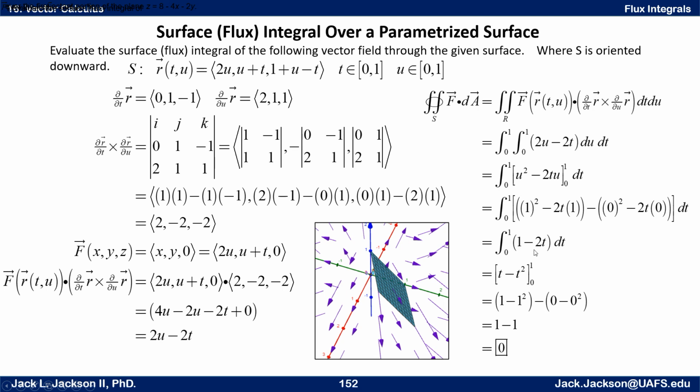Take the antiderivative of that with respect to t. It's t minus t squared. Evaluate from 0 to 1, plug in 1s, plug in 0s, subtract, you get 0. So this is actually 0.